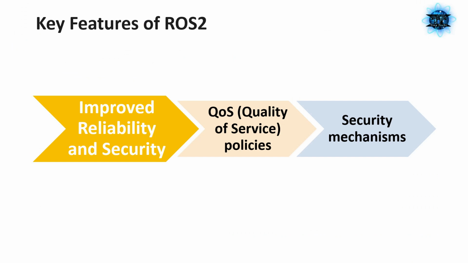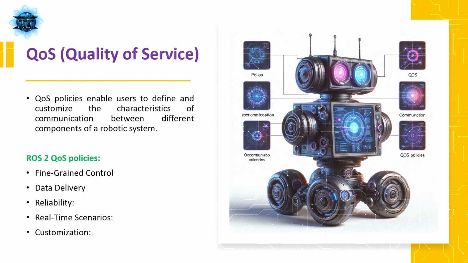And coming to the next key feature of ROS2, improved reliability and security. Under this, we are focusing on quality of service and security mechanisms. What is the quality of service here? Quality of service policies enable users to define and customize the characteristics of communication between the different components of robotics. I'll simplify this. ROS2 QoS policies offer fine-grained control, data delivery, reliability, real-time scenarios, and customization.